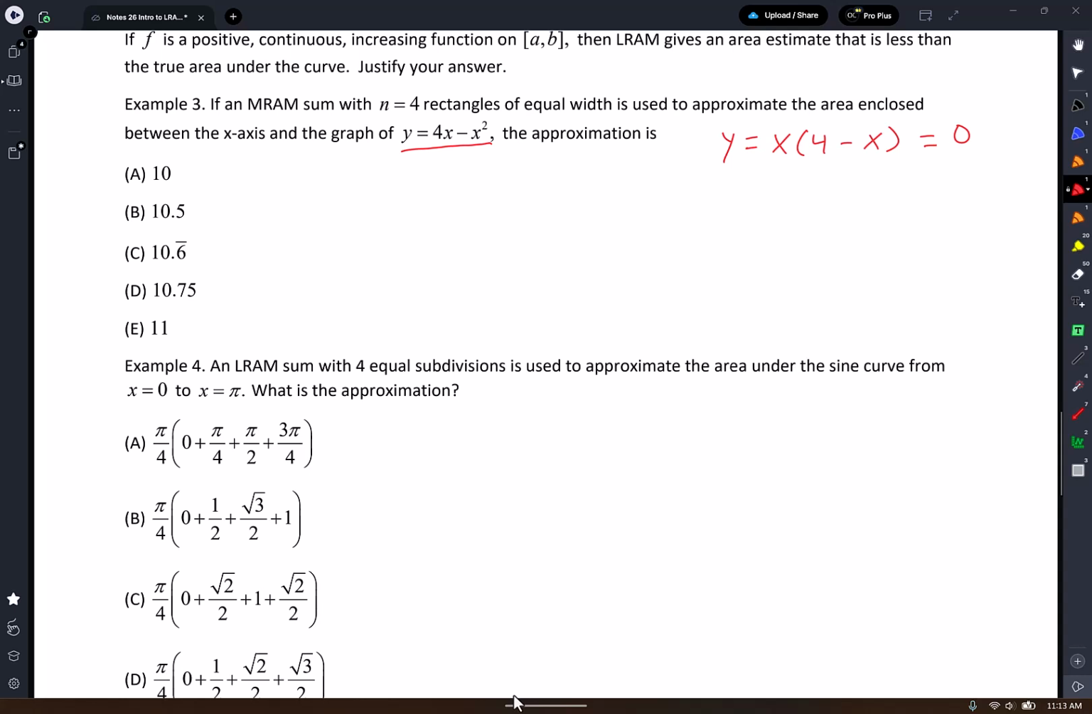Unless I made a mistake. Because it's a quadratic, I'm going to assume this is symmetric at x equals 2. I could be wrong, but I'm pretty confident that this is correct. 0, and I'm going to say this is 4. And I'm pretty sure it looks like this. How many rectangles do they want? 4.